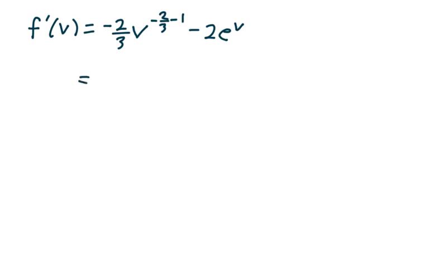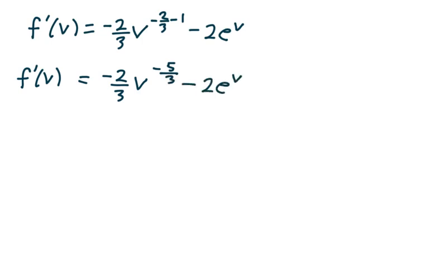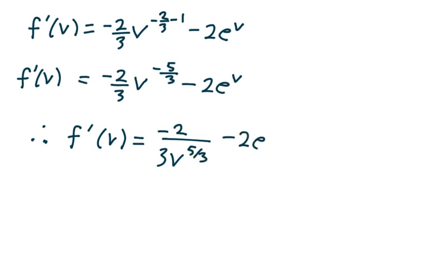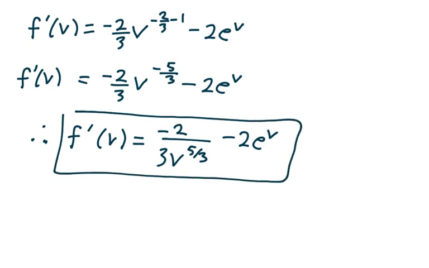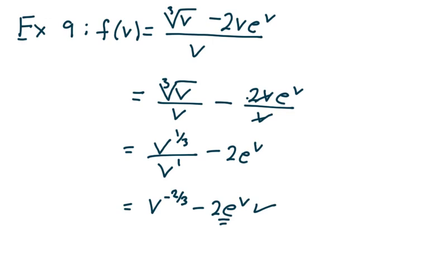And so f'(v) is -2/3 v^(-5/3) - 2e^v. But if your instructor doesn't like negative exponents, you can write it this way. f'(v) is -2 over 3v^(5/3), minus 2e^v. And that would be example 9.